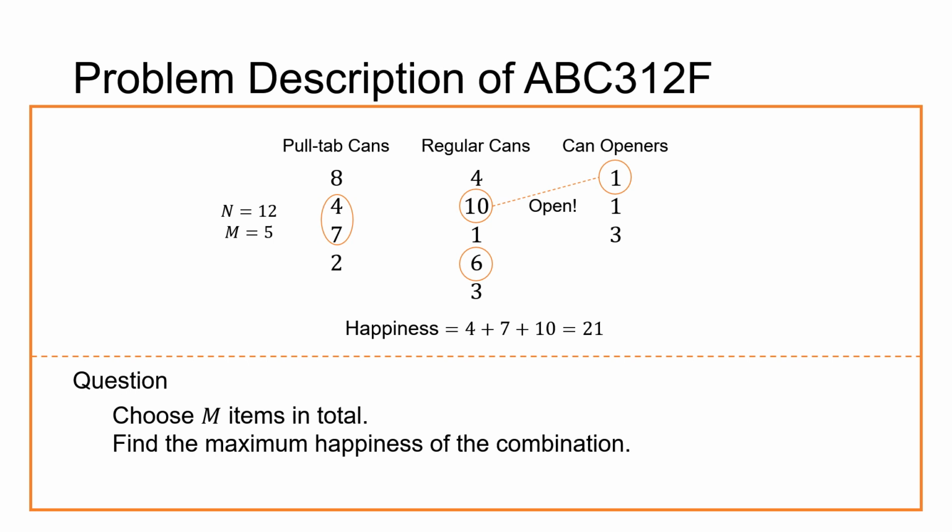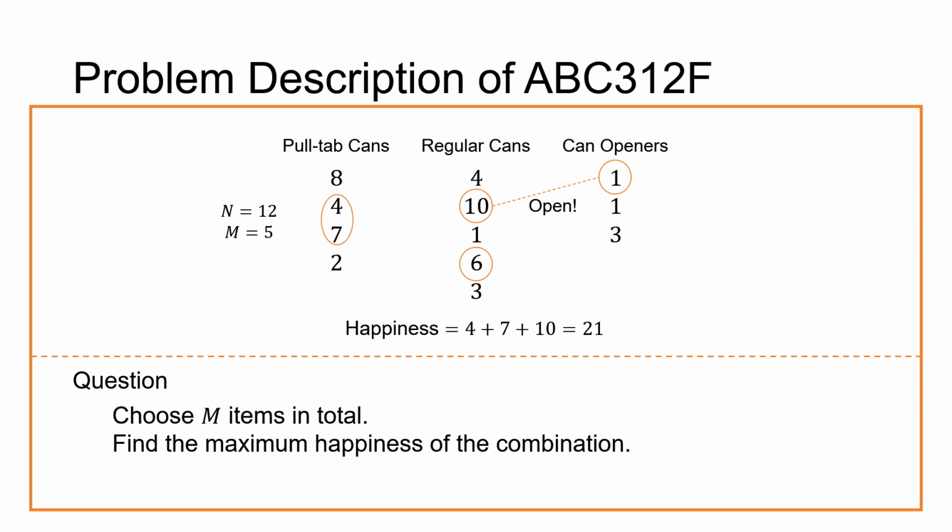We have three types of items: portable cans, regular cans, and can openers. There are n items in total. Can items have happiness. When we choose a portable can, we immediately get its happiness, but we can get it from regular cans only after using a can opener. Each can opener has a limit of use. We choose m items out of n. Our question is to find the maximum happiness among all the combinations of m items.